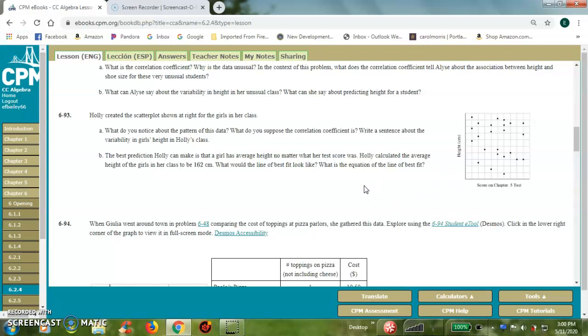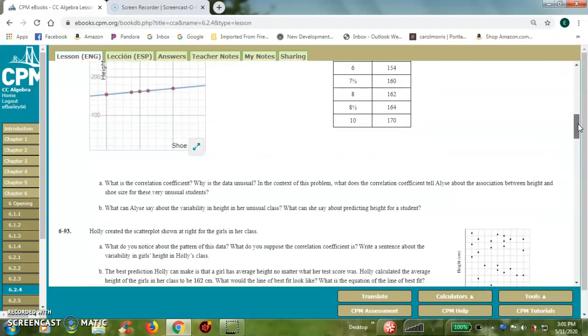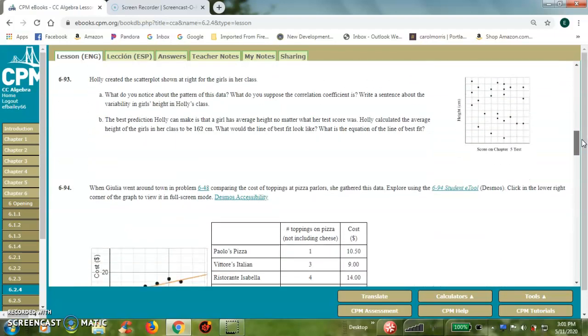The only thing she could calculate was that the average height of the girls in her class would be 162 centimeters. So again, there would be a horizontal line at 162. And remember, a horizontal line has 0 correlation. So you would say 0% of the variability in height can be attributed to test scores. Again, they put these 2 extreme examples so you could see how that goes.